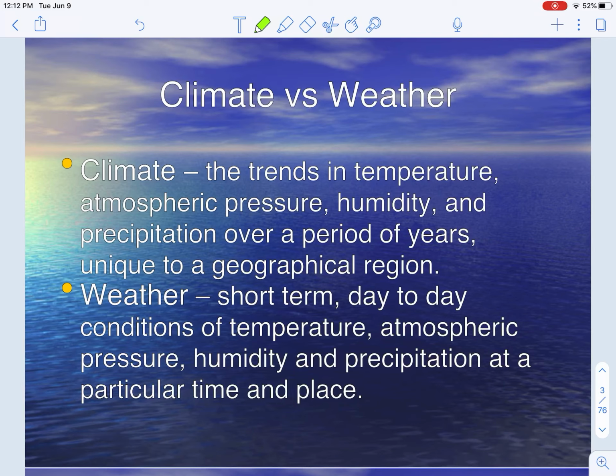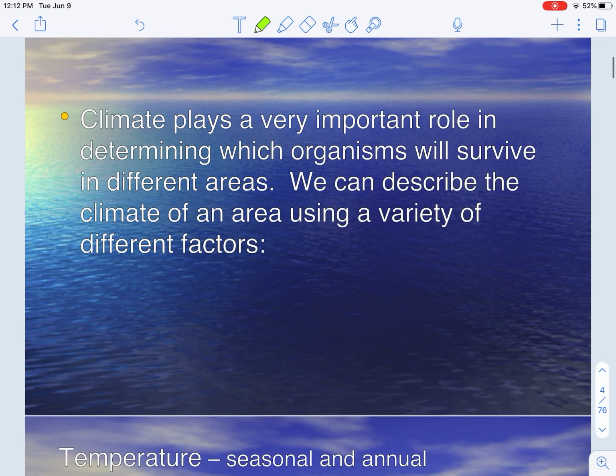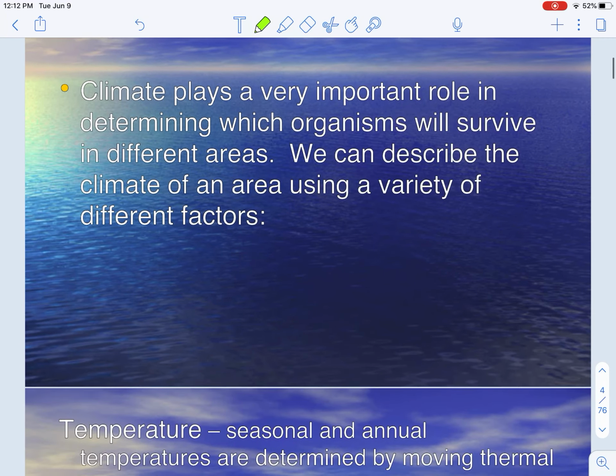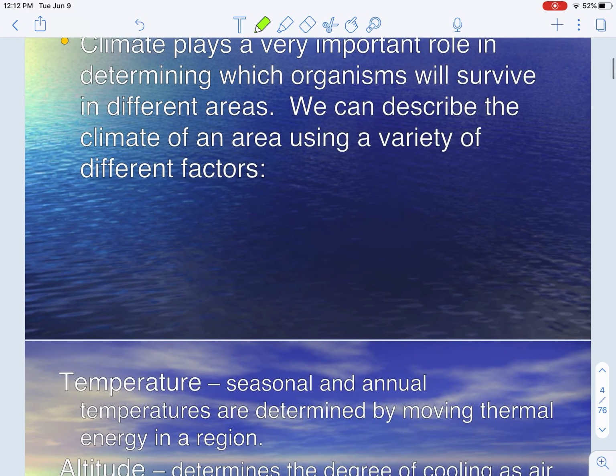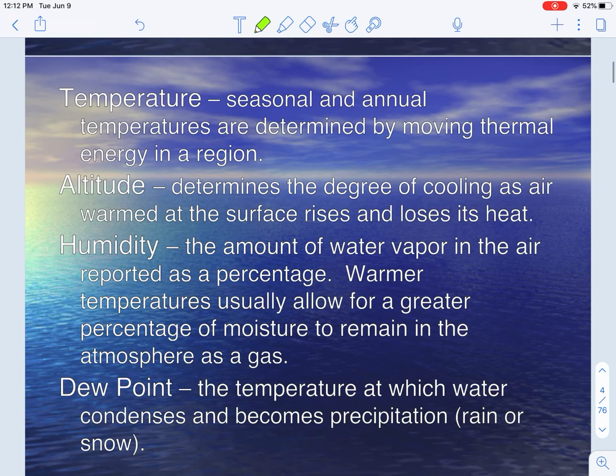Daily, you may talk about the weather, so that is immediately what the temperature and precipitation and humidity is at some place in time, whereas climate is a trend. It's a long-term, over many years, what that average temperature, humidity, and pressure would be. Climate is very important in establishing the biomes of the earth, and therefore the organisms that can exist there.